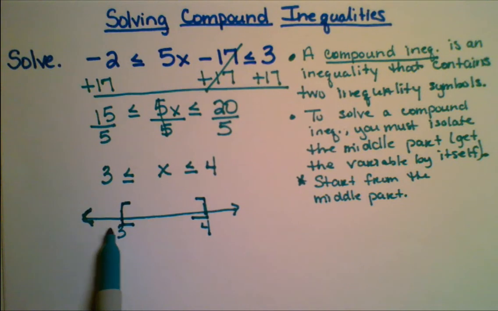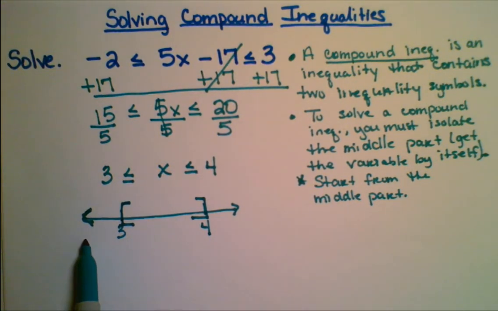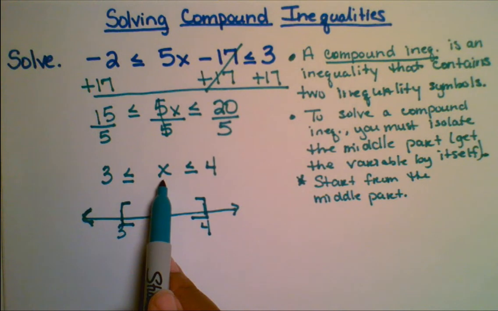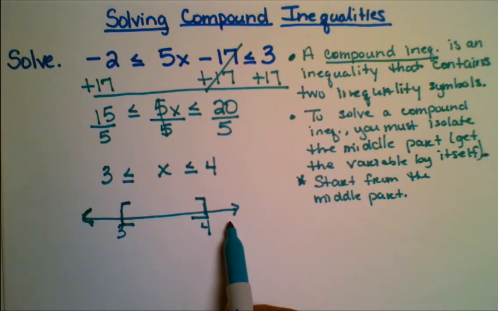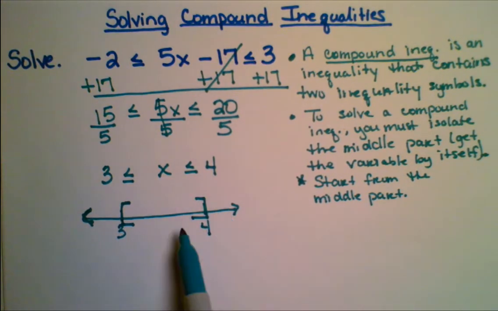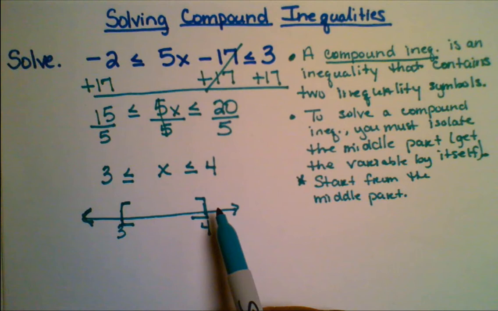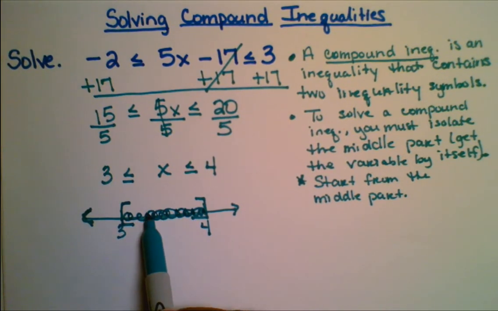because for this inequality, we can't substitute any numbers for x that are less than 3. Let's say we choose 2. The number 2 is not between 3 and 4. Let's say that you choose positive 5. We can't substitute 5 in for x. That's not between 3 and 4. So we want to represent this inequality by graphing it on the number line. So we're going to shade everything in between 3 and 4. Those are the possible solutions.